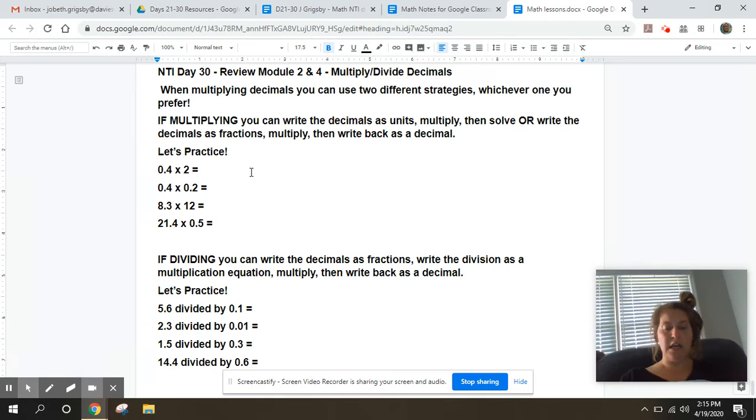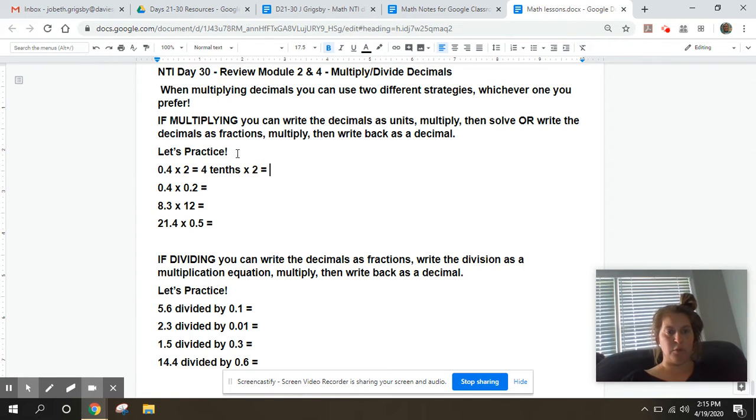So for example, writing as units, this says 4/10. So you could write this as 4/10 times 2. And if you focus on multiplying the whole numbers, 4 times 2 is 8, and you would still have the tenths. And so we could write that back as a decimal. 8/10 is written as 0.8.